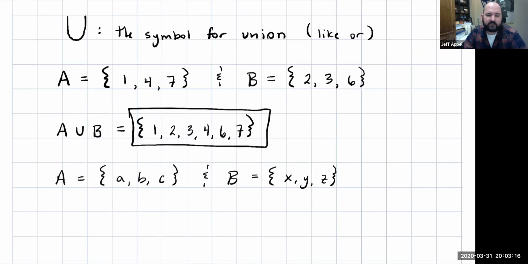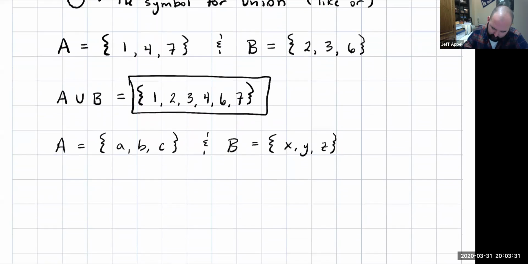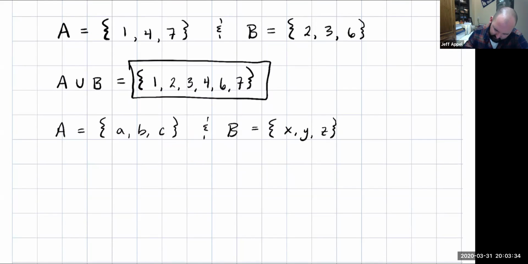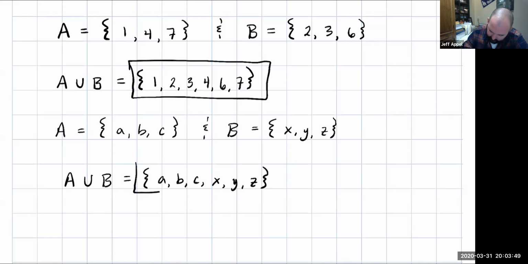So again, when we did the intersection, the symbol with the upside down U, that intersection had the empty set as its solution because there were no elements of each set that were in common. Now, we don't care about that anymore. All we want to do is write everything down. So if we were asked to find the union of these two sets, it would be the set A, B, C, X, Y, Z, just like that. And there would be everything.